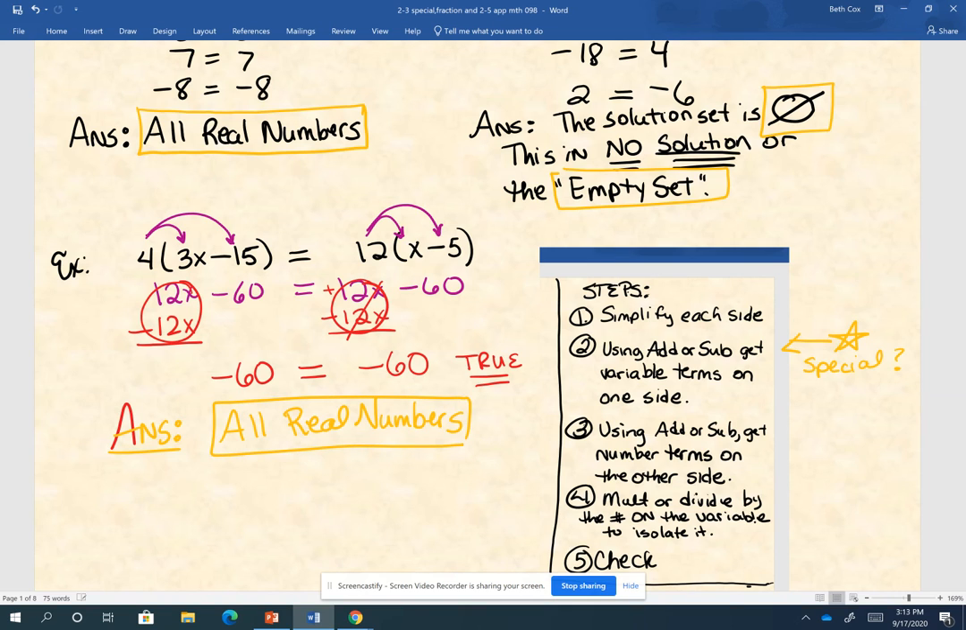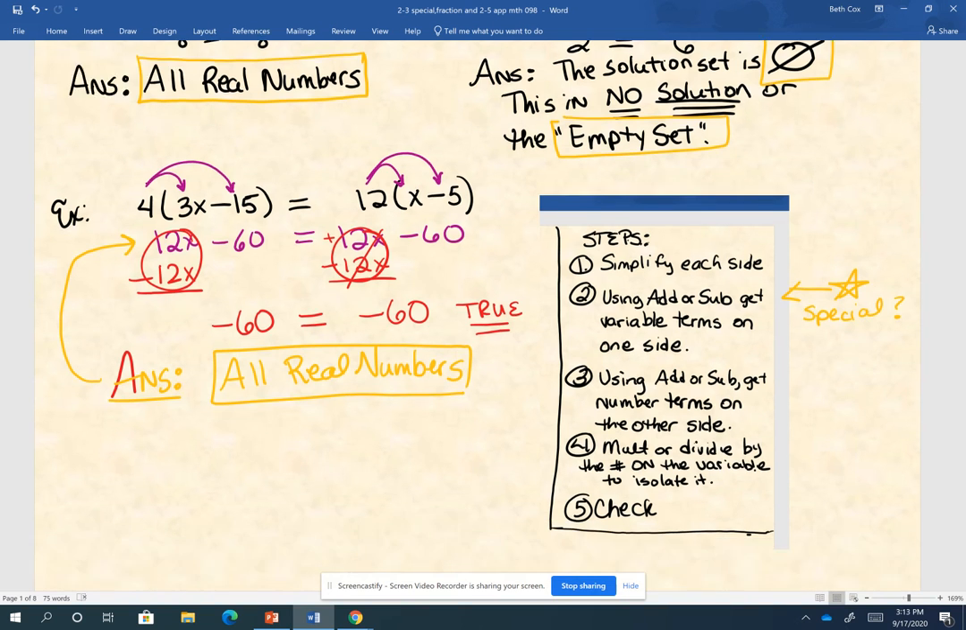Now, you could have seen this way back right here. If you look back there at step 2, right after I simplified, notice I had 12x minus 60 equals 12x minus 60. It does not matter what x is. No matter what x is, you're going to get the same thing on the left as you are on the right. And that's why all numbers work.